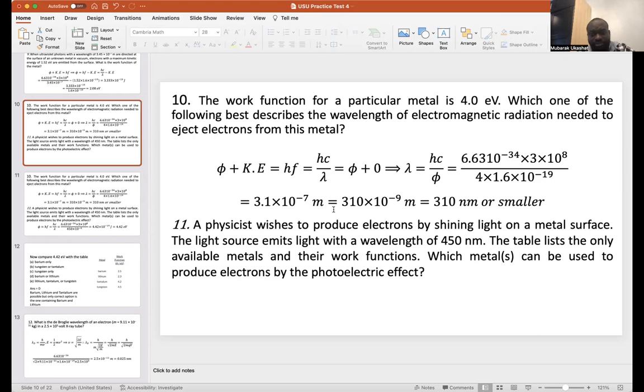So a physicist wishes to produce electrons by shining light on a metal surface. The light source emits light with a wavelength of 450 nanometers. The table lists the only available metals and their work functions. Which metals can be used to produce electrons by the photoelectric effect?